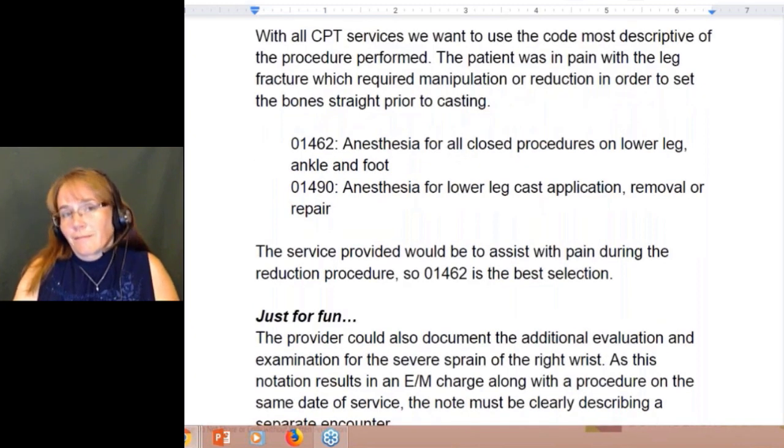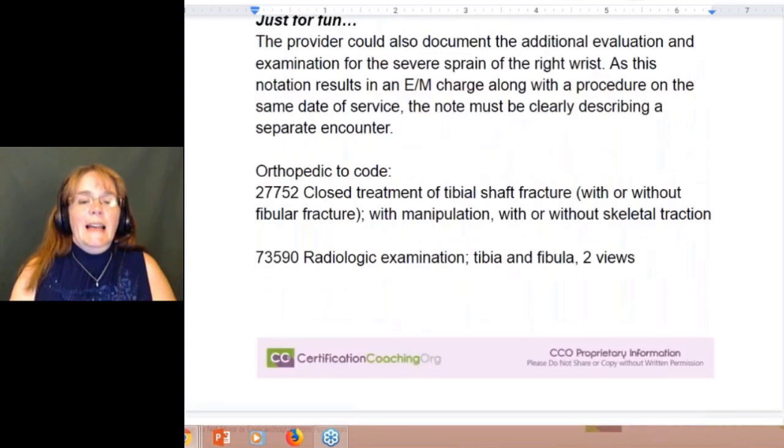So just for fun, because I got to the answer so quickly, I decided that we're going to go ahead and code the whole rest of this note. We don't know a whole lot of information, so I'm going to make a little bit of assumptions here, just because this is the field that I'm familiar with. The provider would also most likely document that additional evaluation and management for that severe sprain of the wrist. They saw them, they got the history, the HPI, they did an examination of the leg, and they probably could tell right away it needed to be repaired. It wasn't sticking through, it's a closed fracture, so it's not poking through the skin. That would be an open fracture.